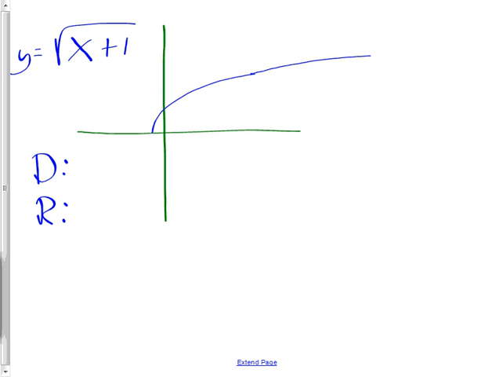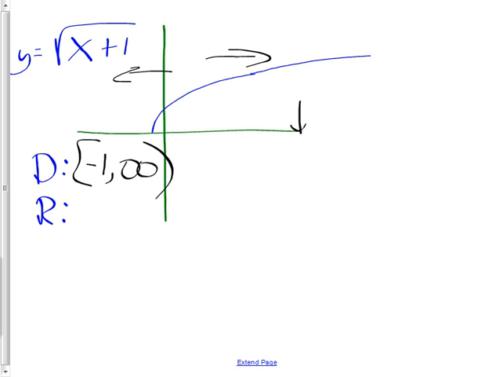Okay, I'm back. Domain, left to right. How far left does this thing go? -1. How far to the right will it go? Infinity. Does it actually touch at -1? So it's a bracket. Curve on infinity, parenthesis. All right, range. How low does it go to how high?